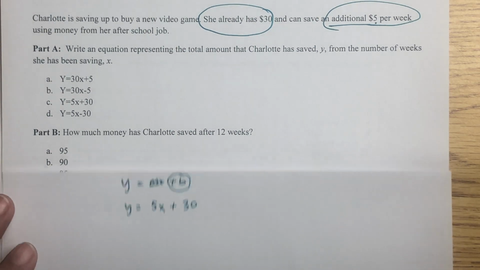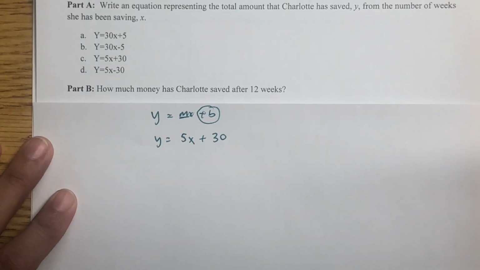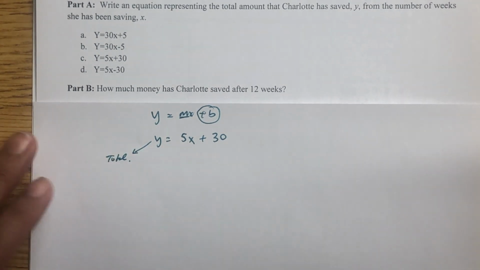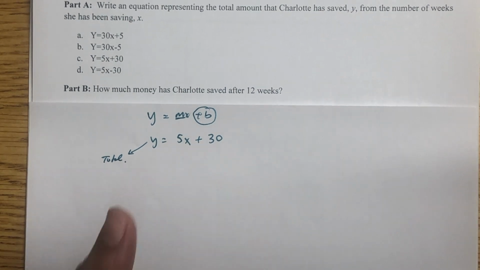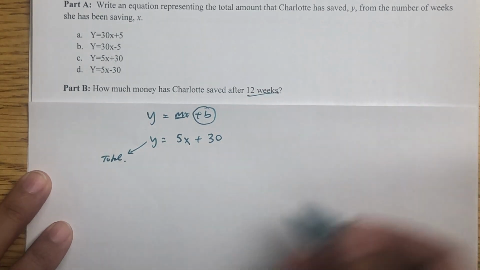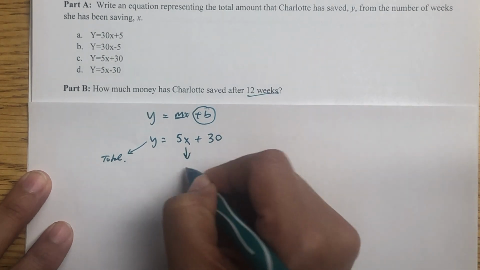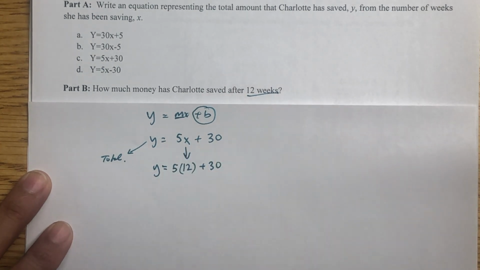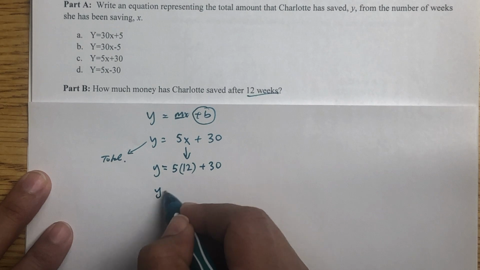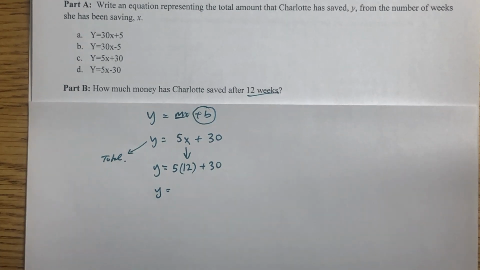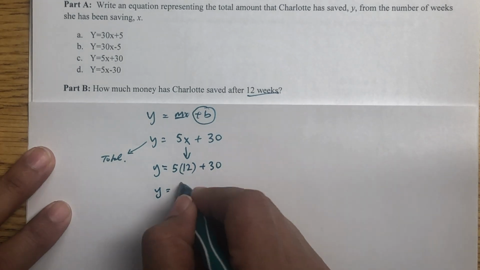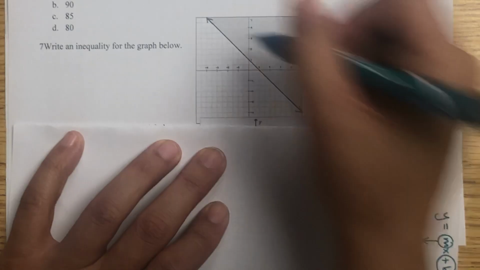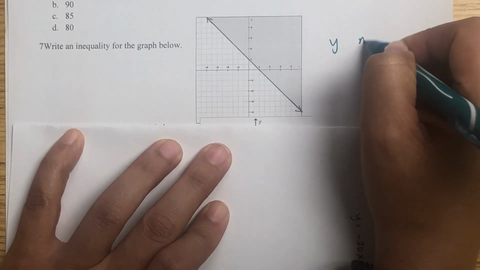Now we can answer the question. How much money has she saved after 12 weeks? All right. So remember, your y is always going to be your total, like how much money you make, and your x is always going to be things like time, and that's exactly what this is. So 12 weeks. So that means this x is going to be 12. Bring everything else down. All you're doing is replacing the x with 12 and then plug that in the calculator. So y equals 5 times 12, which is 60, plus 30, which is 90. So she saved $90.